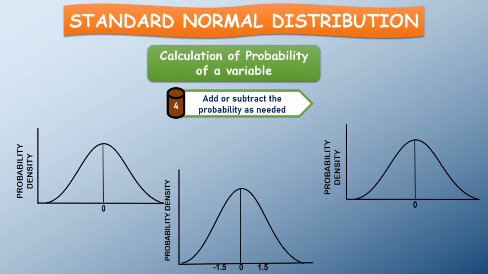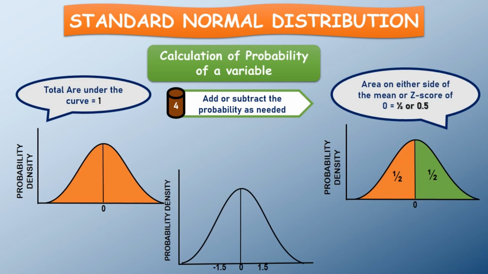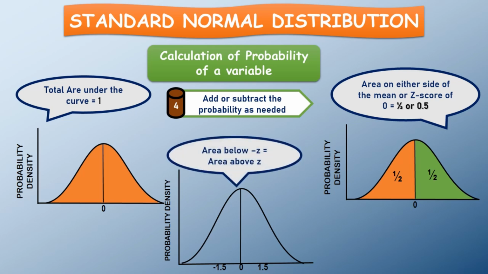And remember there are 3 rules in case of step 4. First, total area of the curve is 1. Second, area on either side of 0 is 0.5, or say z-score of 0 is 0.5. Third, if two z-scores are same, then since the curve has symmetry, area below negative z-score will be equal to area above positive z-score. For example, if we are taking 1.5 as the z-score, then area above 1.5 and area below minus 1.5 will be equal.